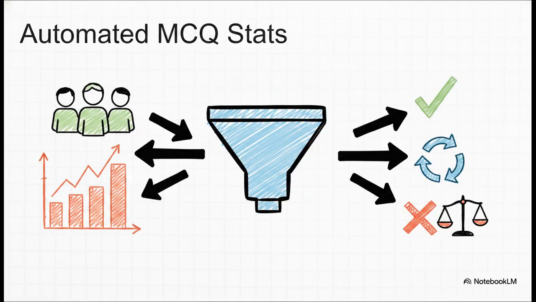So how do we actually apply that? Well, we use it for automated MCQ statistics. You just paste your raw student exam data right into the chat. Using code execution, the AI effortlessly crunches that data. It calculates the exact difficulty index, the p-value, the discrimination index, the d-value for every single item. It literally gives you a mathematical recommendation on whether you should accept, revise, or reject an exam question.